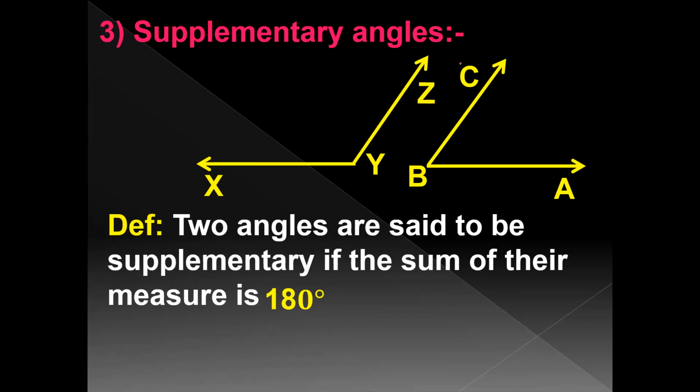If we have two angles like CBA and ZYX, we can say that they are supplementary angles if their sum is 180 degrees. So if angle CBA is 60 degrees, and angle ZYX is 120 degrees, their sum is 180 degrees. 60 plus 120 is 180. So we can say that the two angles are supplementary angles.